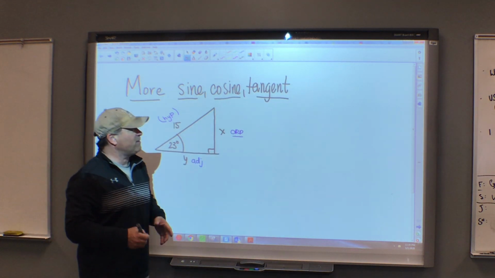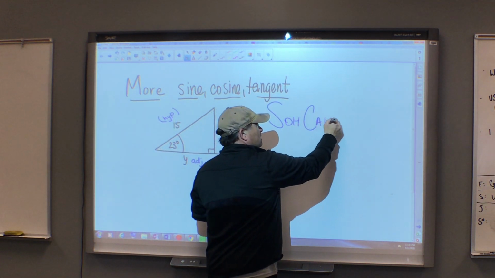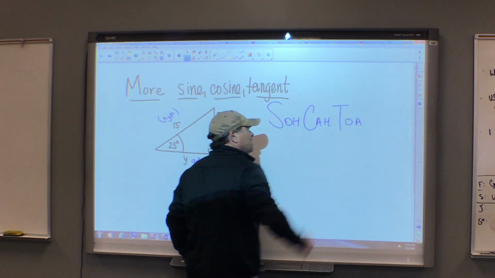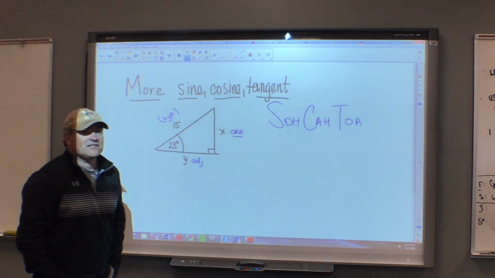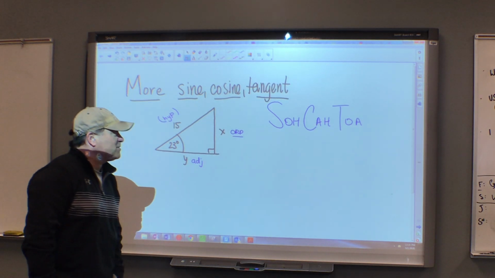So your decision, remember where we came from last time, was this SOHCAHTOA idea. Sine is opposite over hypotenuse, cosine's adjacent over hypotenuse, tangent's opposite over adjacent.